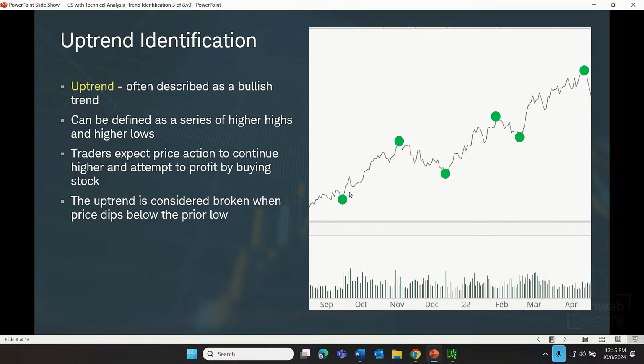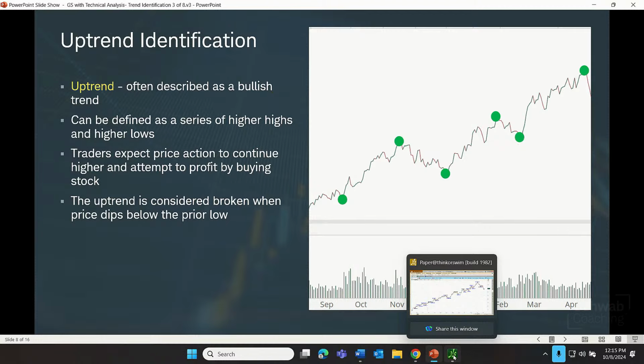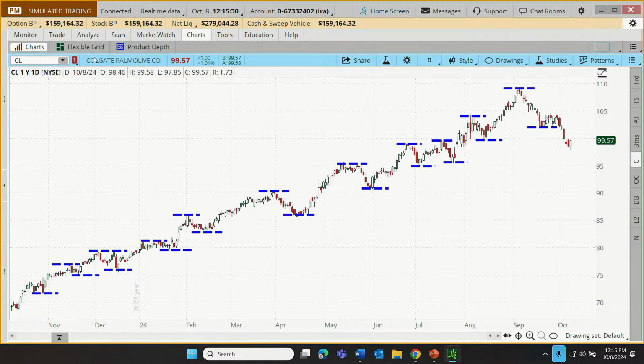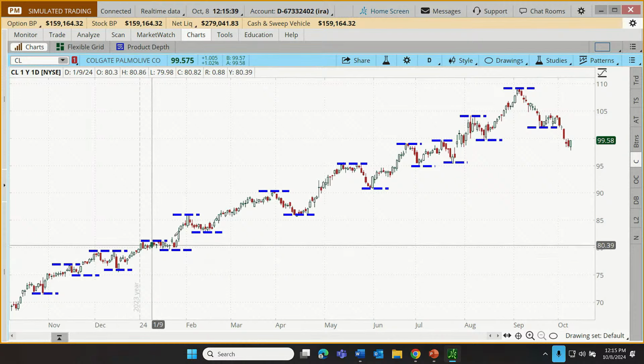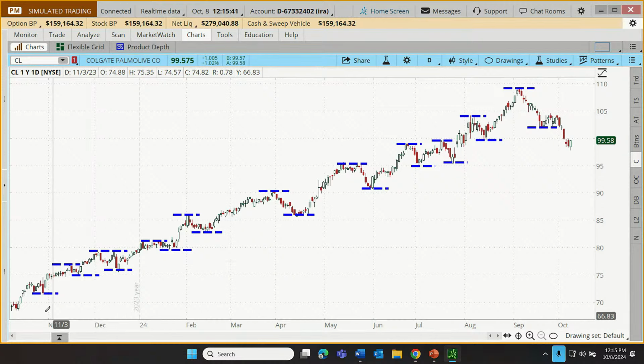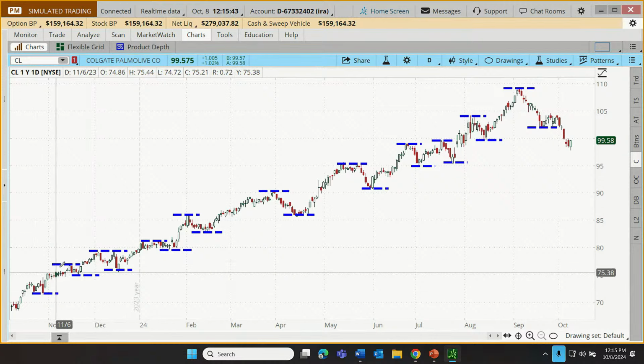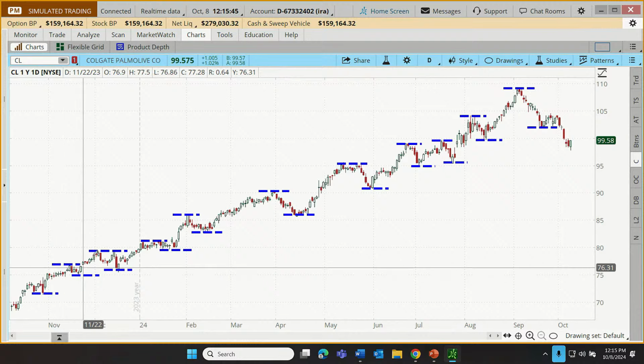So let's go look at this. We've seen a historical example, just genericized here. Let's go have a look at a more current example. So here we have Colgate-Palmolive, which has had a great run over the last 12 months. And you might notice that rather than just rising straight up, CL has gone through a series of higher highs and higher lows, stair-stepping up.